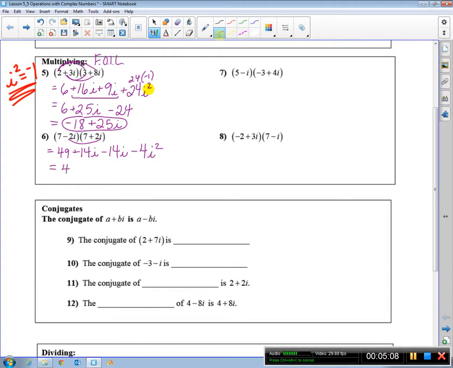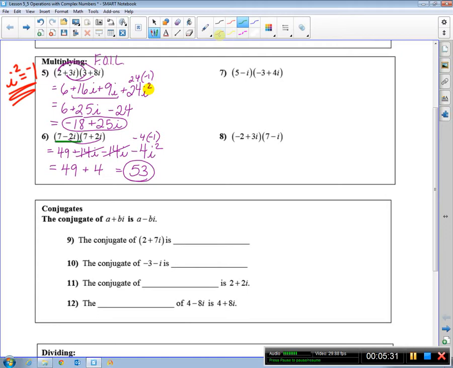So we have 49. These two terms cancel each other out. Minus 4 times negative 1. That's going to become plus 4. And so our answer is 53.